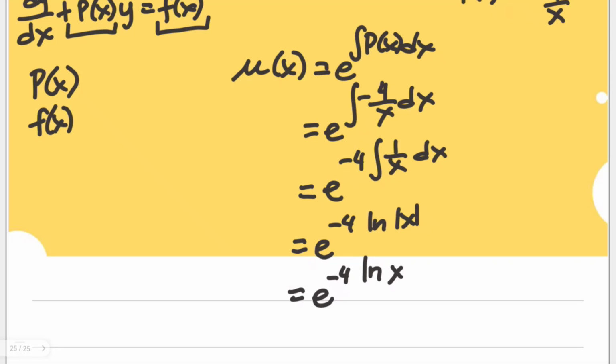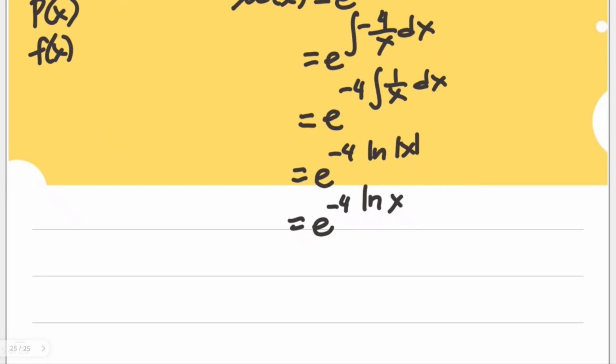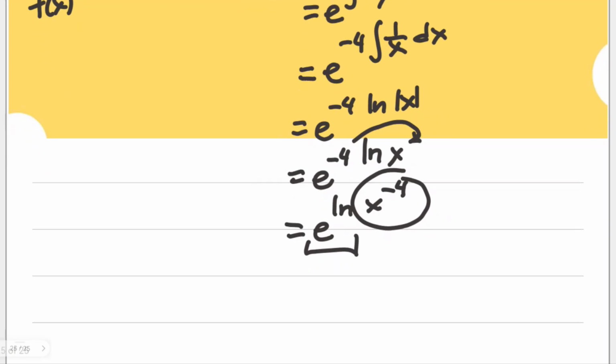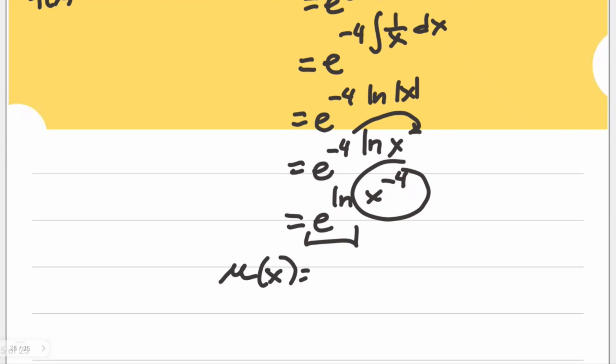So what is now the simplified form of this? Let us use the idea of the power rule or power law for our logarithms, because ln, also known as the natural logarithm, also follows that idea. So you will have this form here, e to the power of natural logarithm x to the power of negative 4. The reason why we're doing this is that this can be simplified further. That would mean our integrating factor mu of x is simply x to the power of negative 4, or 1 over x to the power of 4.